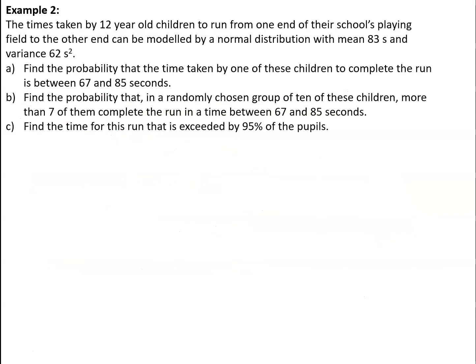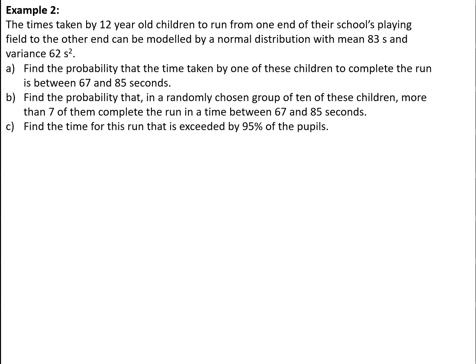So moving on, completely new example. We've got times taken by 12-year-old children to run from one end of their school's playing field to the other end can be modelled by a normal distribution with mean 83 seconds and variance 62 seconds squared. Find the probability of the time taken by one of these children to complete the run between 67 and 85 seconds.